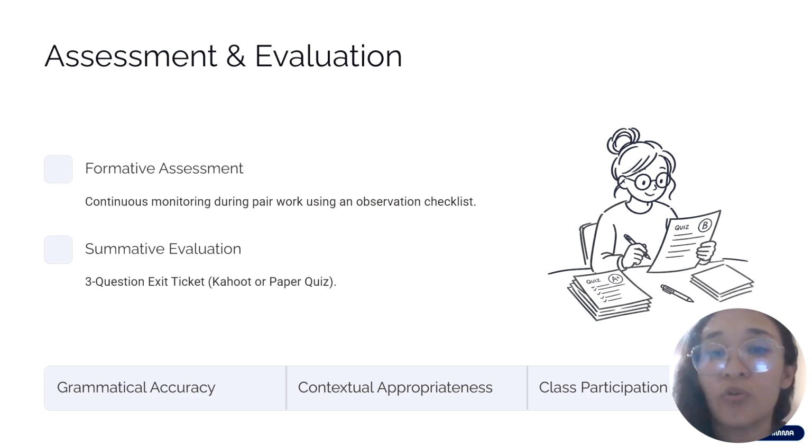So they have to combine two sentences correctly using the first conditional, and I will evaluate your work using a simple rubric focusing on grammar accuracy, contextual appropriateness, and of course class participation, because all of you have to participate. At the end of this class, I'm going to share with you the link for the Kahoot for this activity, and remember it is a summative activity.